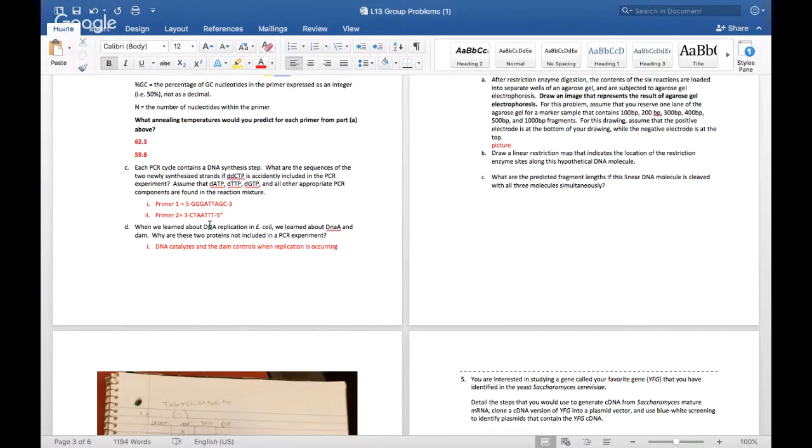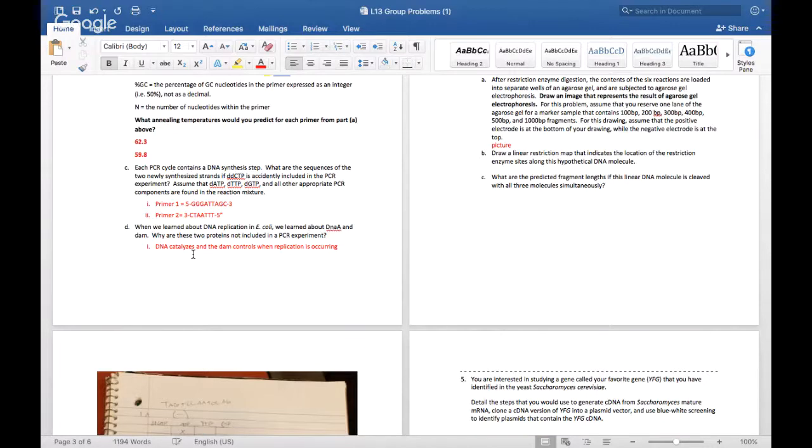Okay, now C, each PCR cycle contains a DNA synthesis step. What are the sequences of the 2 newly synthesized strands of DNA if ddCTP is accidentally included in the PCR experiment? Assume that dATP, dTTP, and dGTP and all other appropriate PCR components are found in the reaction mixture. And so this is what you'll come up with. You'll end up with primer 1, 5 prime to 3 prime, GGGATTAGC, and I won't repeat the second one because that's painful for your ears.